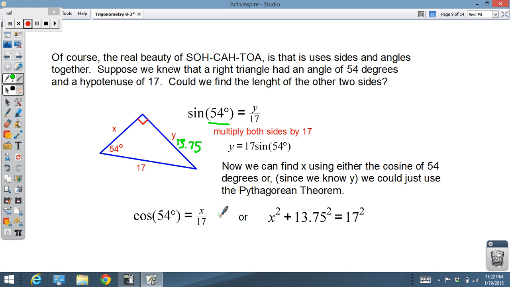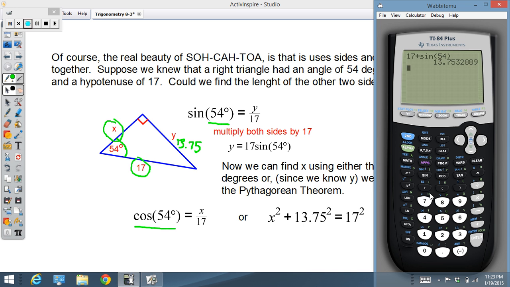Okay, I'll show you a little bit different way to do it a little later on. Now, we can find x in two ways. We can either use that 54 and use the adjacent over hypotenuse ratio, or the cosine of 54, and multiply by 17 just like we did before. So let's see, cosine of 54 and enter times 17. So x will come out to be about 10.